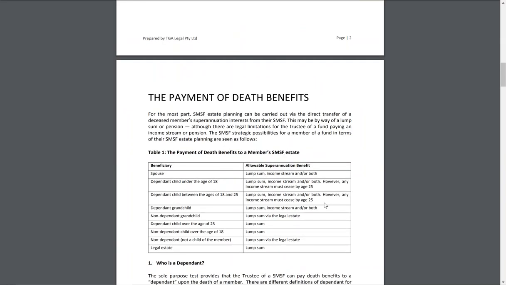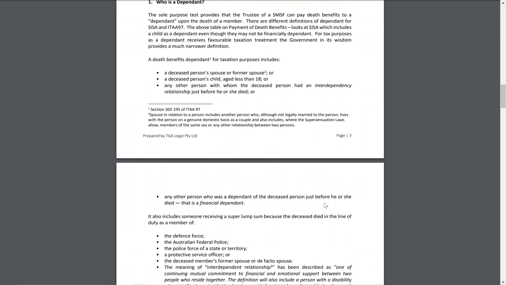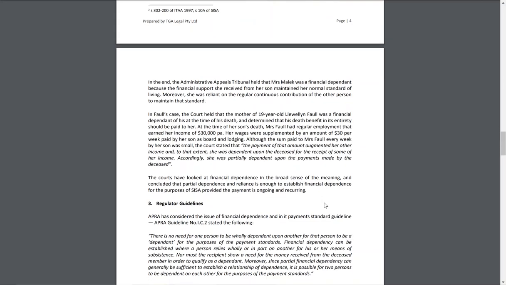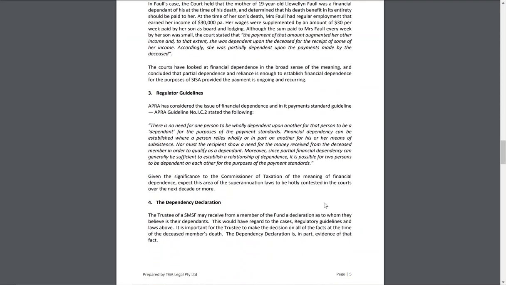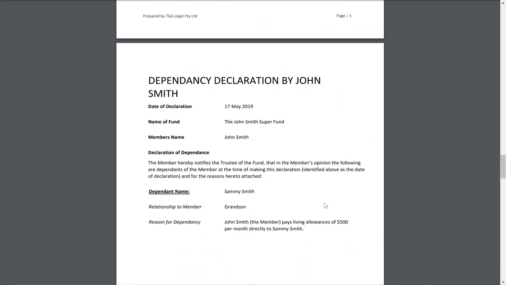And then following the document is some commentary around the payment of death benefits, who is a dependent, some of the meaning of a financial dependent, we've got some regulatory guidelines and how to use the dependency declaration. Next, we have our dependency declaration. So you can see all the details that I answered in that interview process.